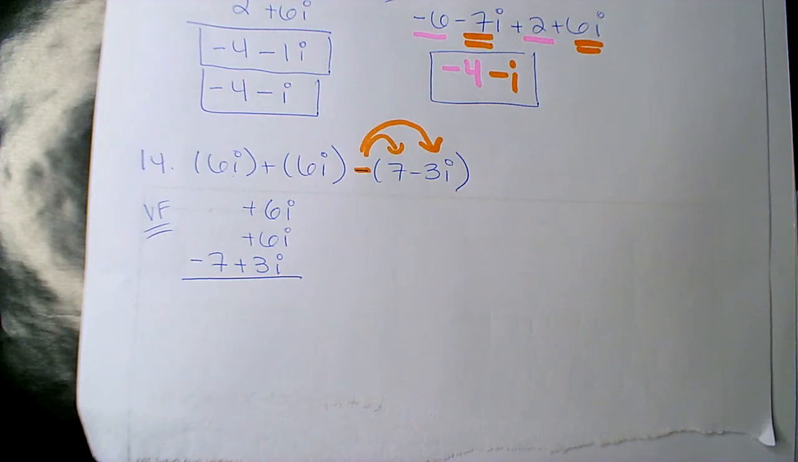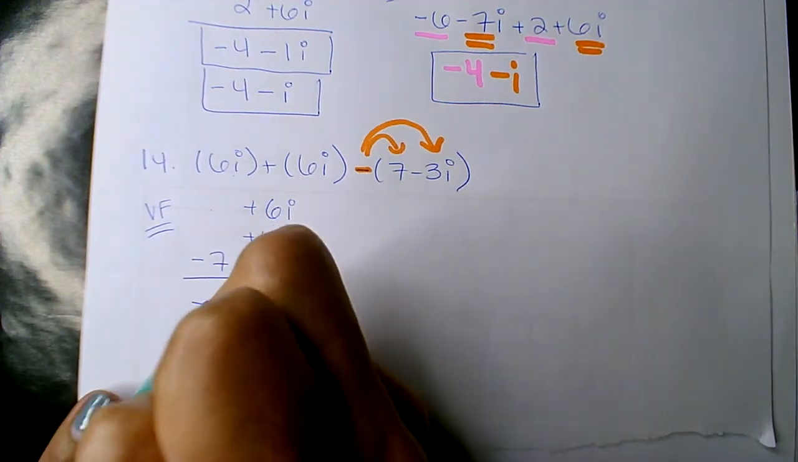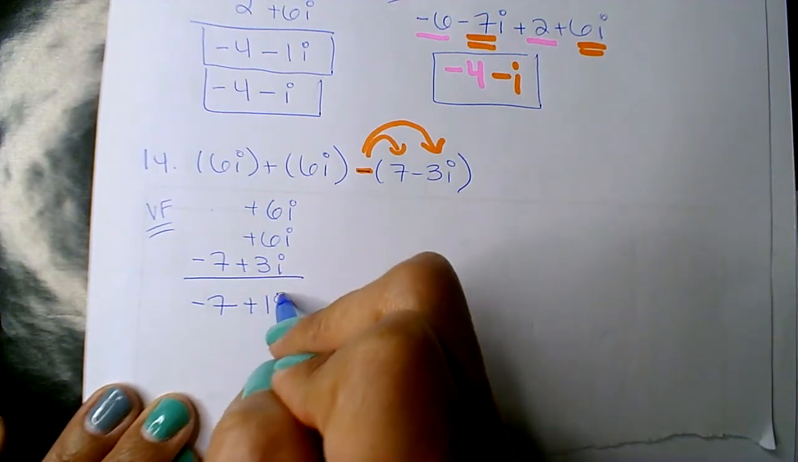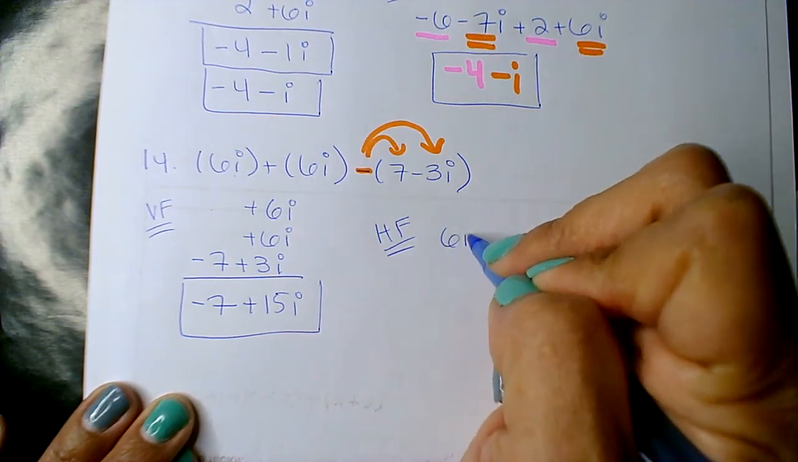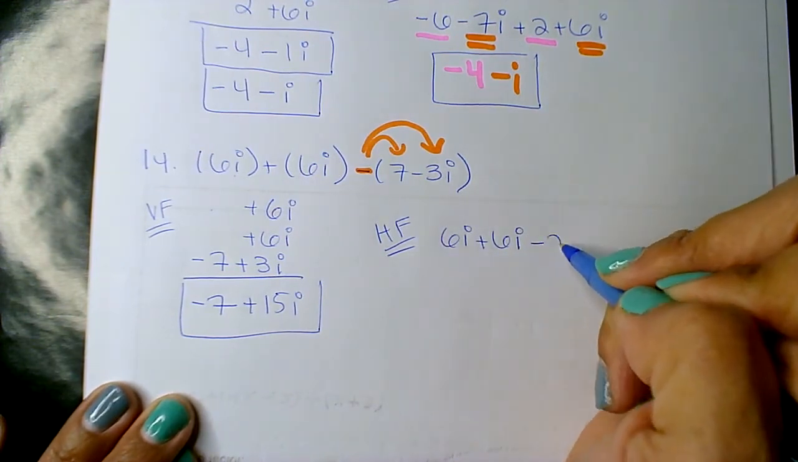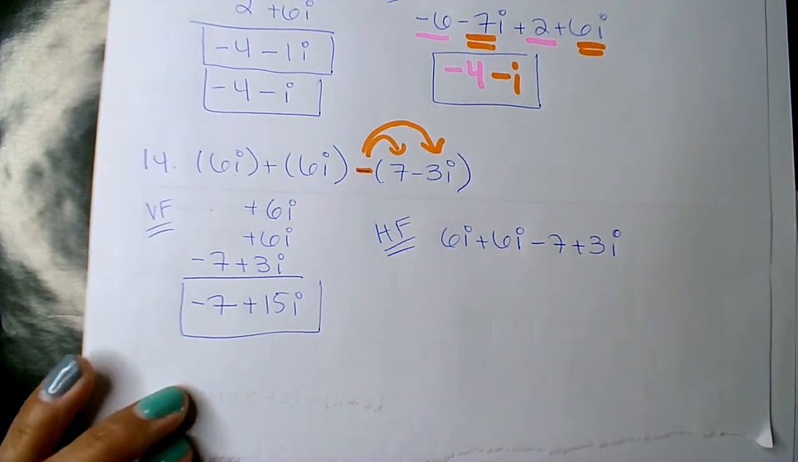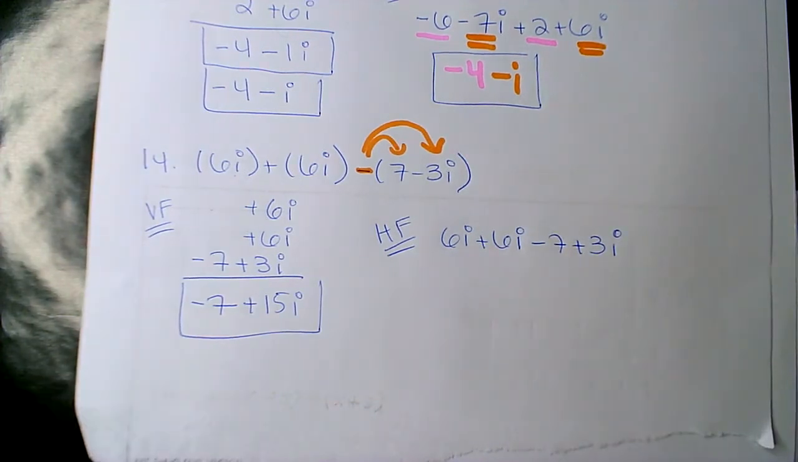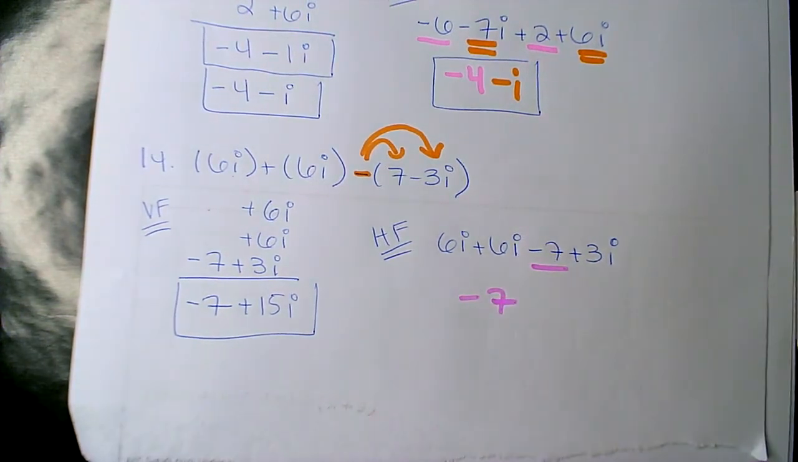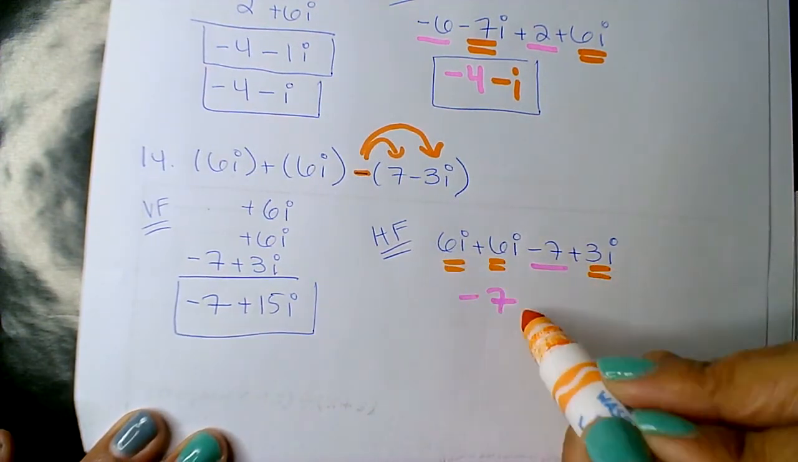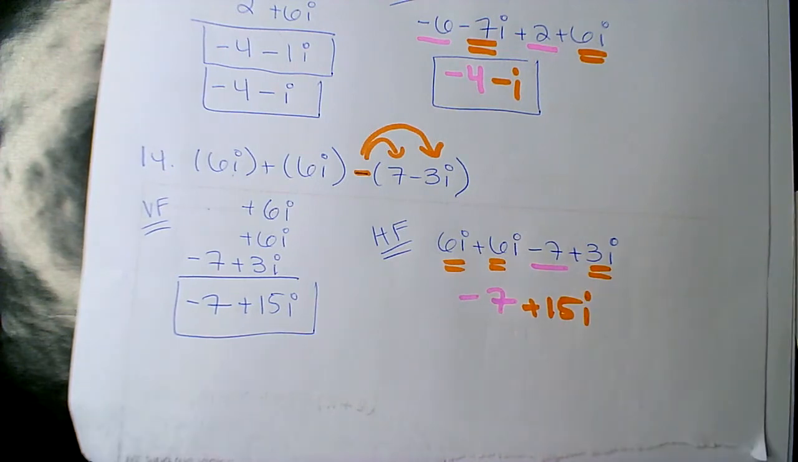And then just arithmetic down. And I get -7, 12, 15i. And that's your answer. Now, that was vertical. If you wanted horizontal format, 6i plus 6i minus 7 plus 3i. And then you can go ahead. Oh, wait, let me grab this marker first. Here's my -7, my only real component. And then combine the imaginary. And that's it. You just gotta watch the negatives, right?